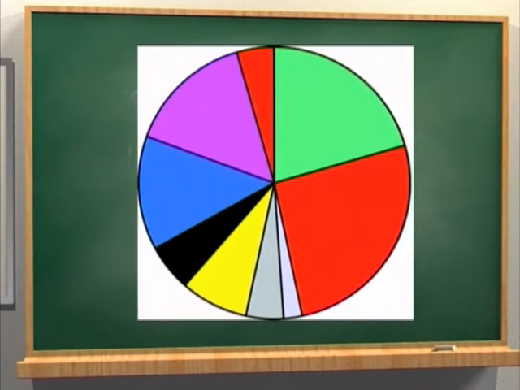Together, the sectors create a full disk. It is named for its resemblance to a pie which has been sliced. The earliest known pie chart is generally credited to William Playfair. The pie chart is perhaps the most ubiquitous statistical chart in the business world and the mass media.